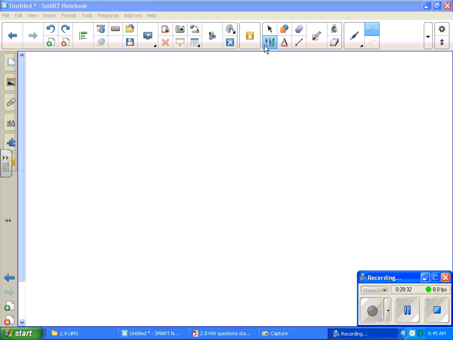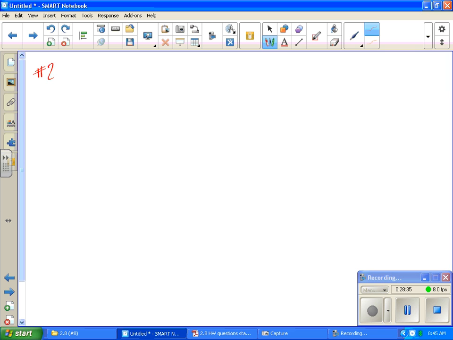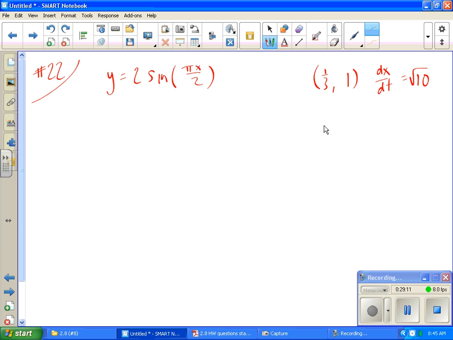Okay, so glancing at 22 here for the end of the class. It says that a particle moves along the curve, so we're given y equals 2 sine of pi x over 2. And as it passes through the point 1/3, 1, its x-coordinate increases at a rate of square root of 10, so it seems like dx dt is square root of 10. Is that seeming right to everybody? How fast is the distance from the particle to the origin changing at this instant? So let's say z is the distance from the particle to the origin.